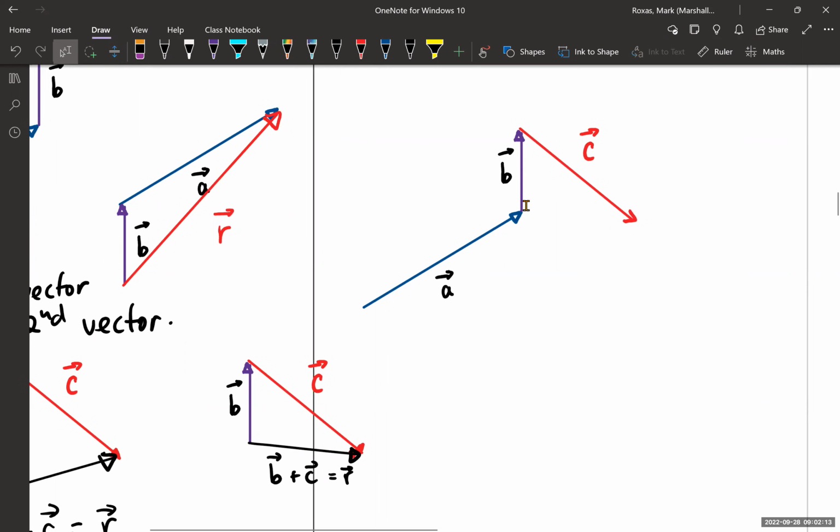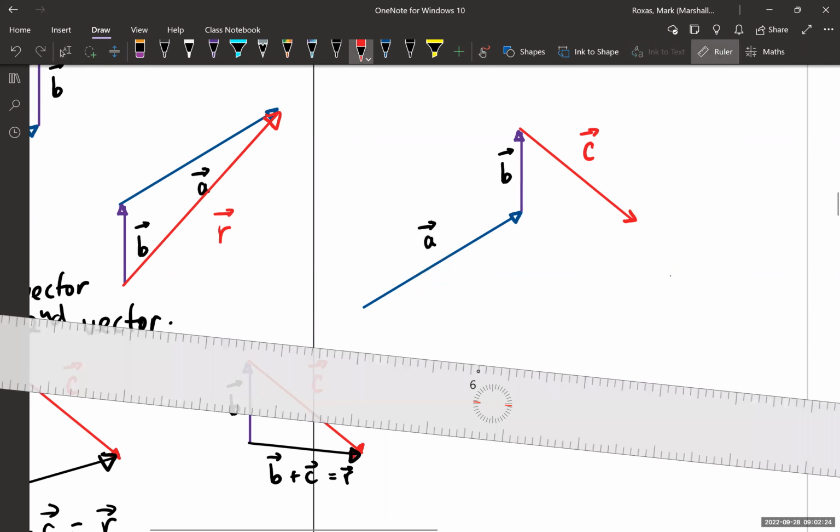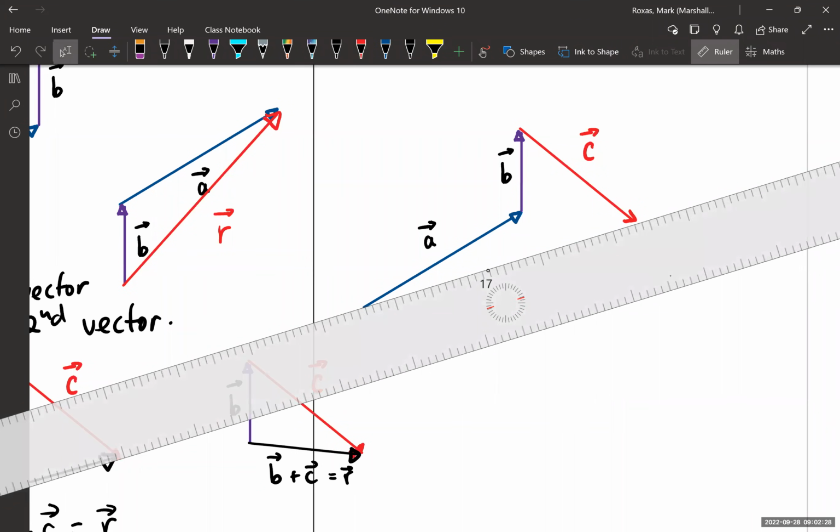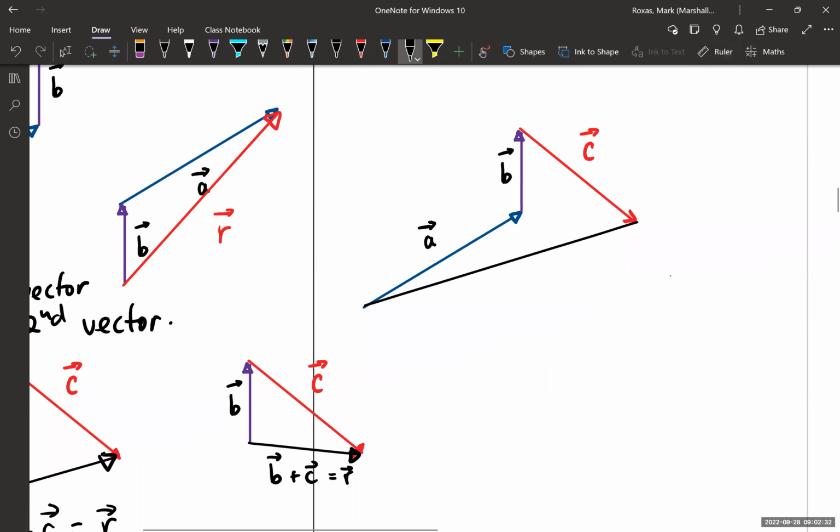So the head of A connects to the tail of B, head of B connects to the tail of C. Okay, it's the resultant that does not follow that same logic, right? You have to connect the tail of the first vector to the head of the last vector to draw the resultant. So here's the resultant. A plus B plus C. Okay.